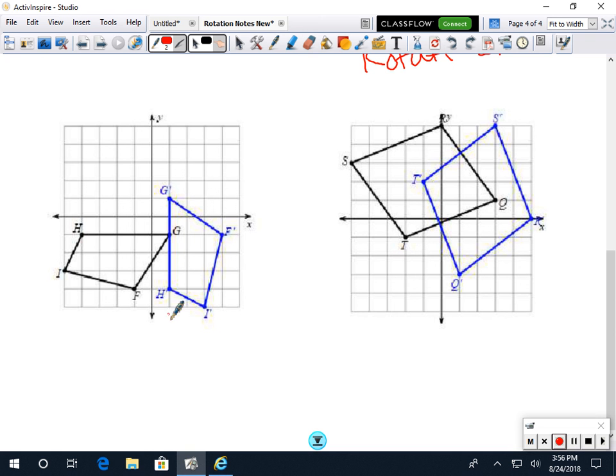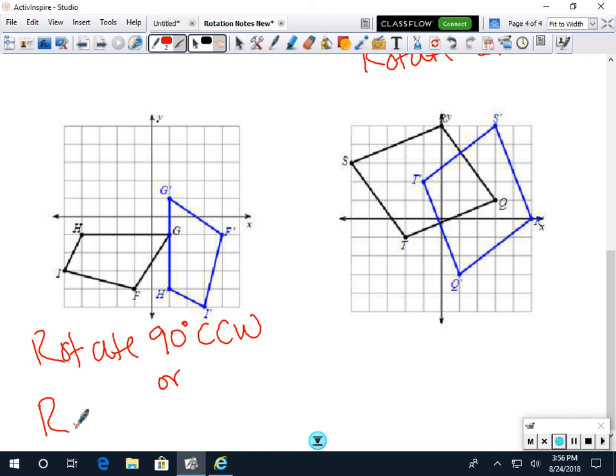Same general concept on the last two here. Okay, so going from the pre-image to the image, I can go 90 degrees counterclockwise. Or I can rotate it 270 degrees clockwise, going this direction.